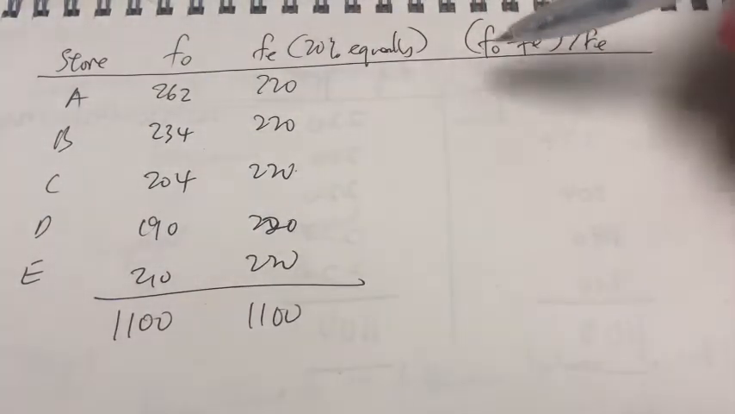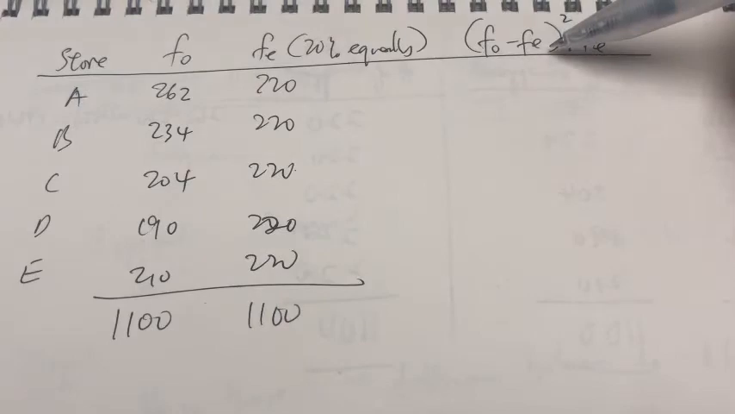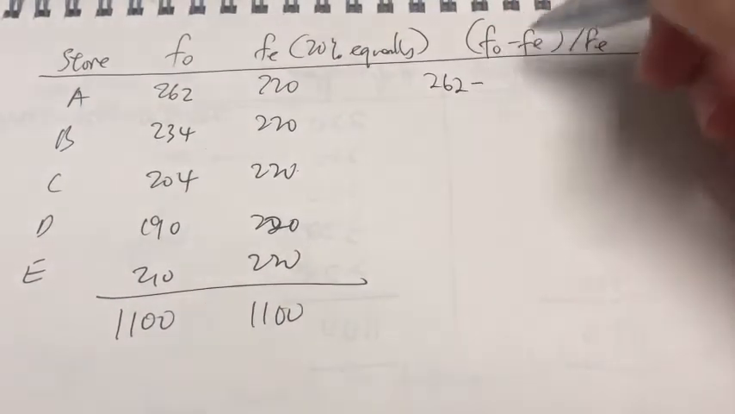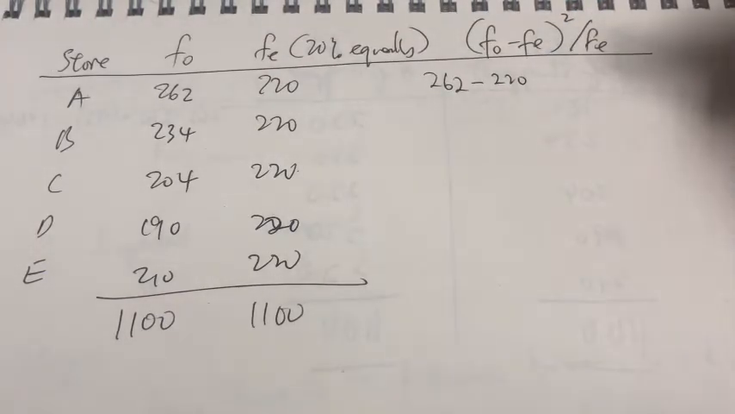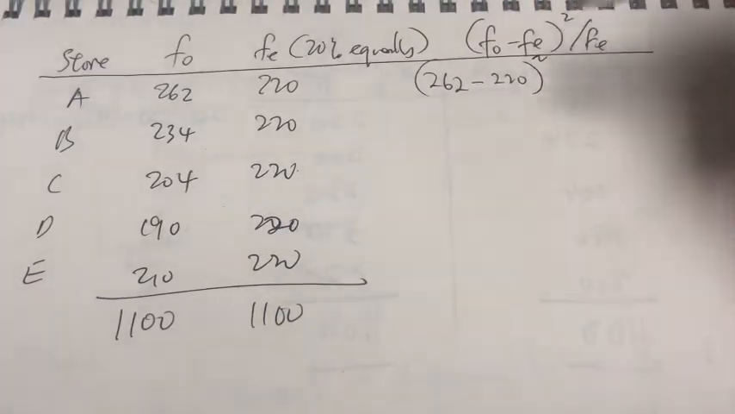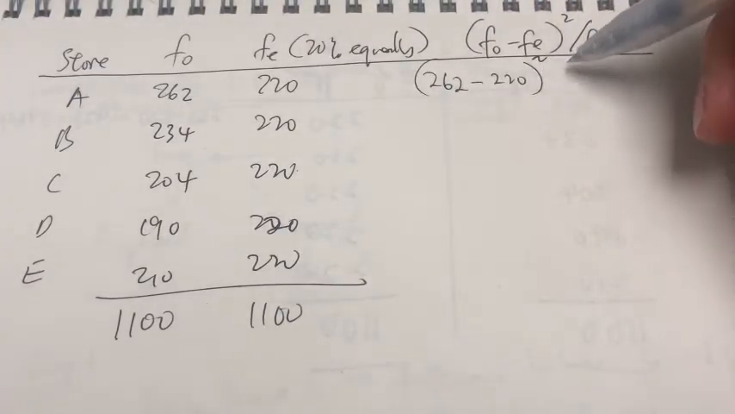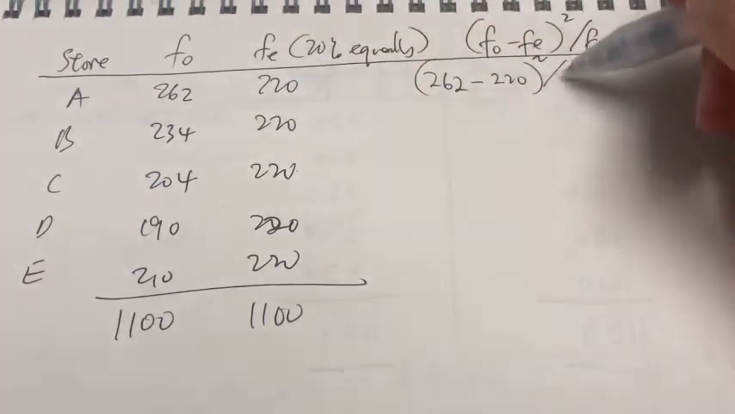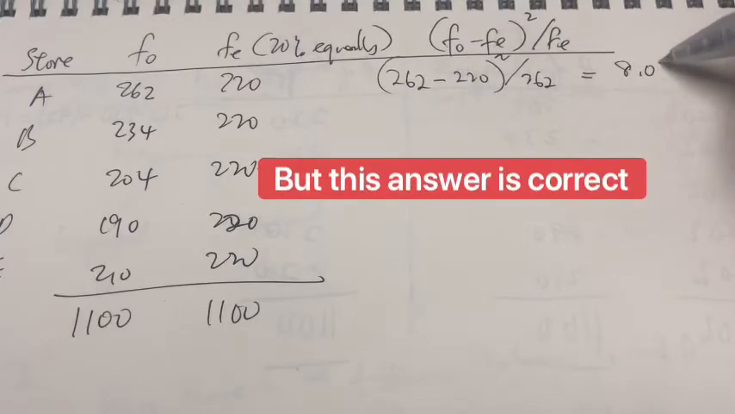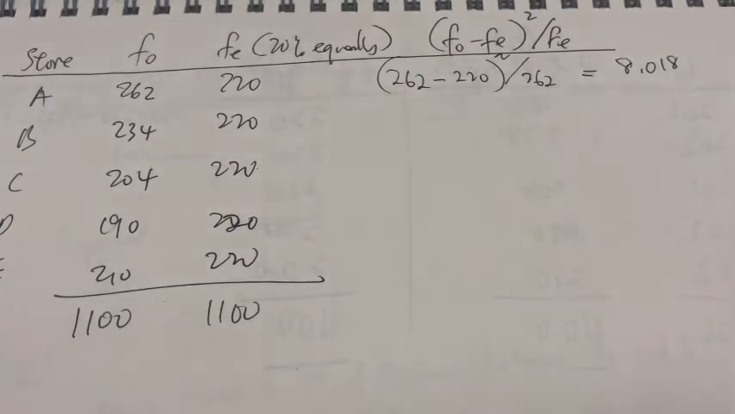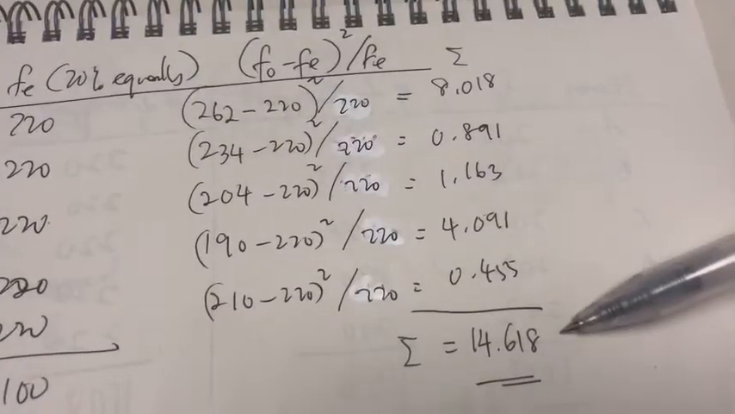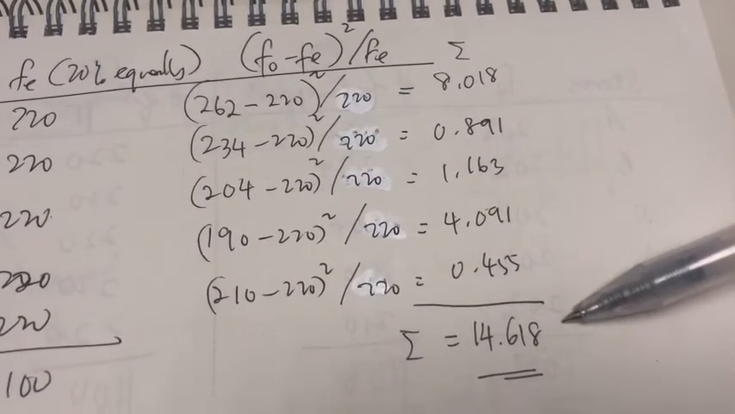This is store A. So it's FO minus FE, and then squared over FE. So FO is 262 minus 220, which gives us 42. We square this 42, which gives us 1764. Then we divide it by FE, 220, which basically gives us 8.018. Okay, so do the rest for all of the stores. So this here, 14.618, would be our test statistic.